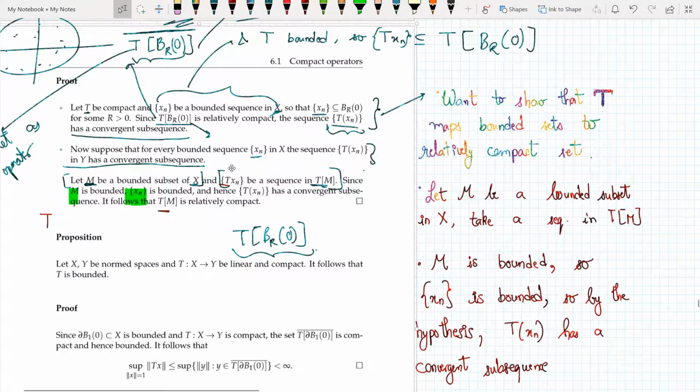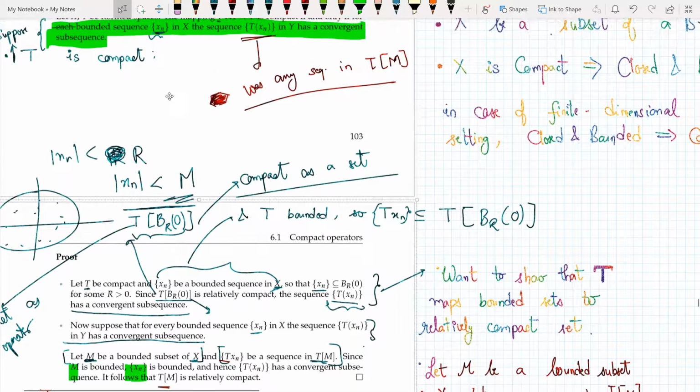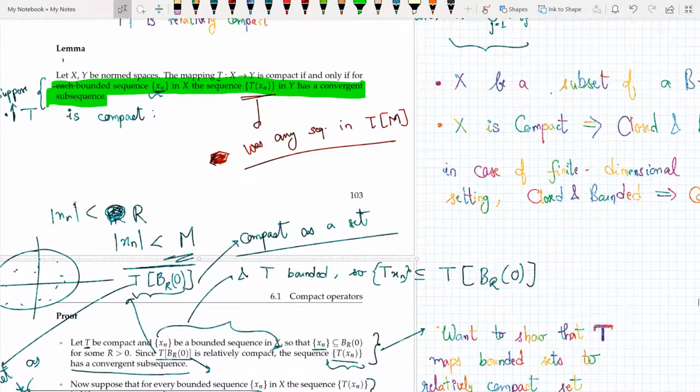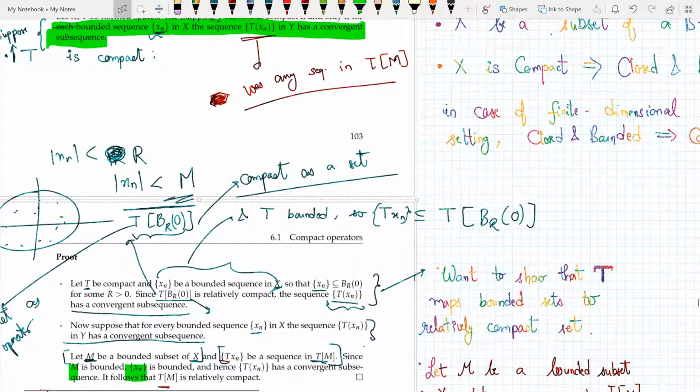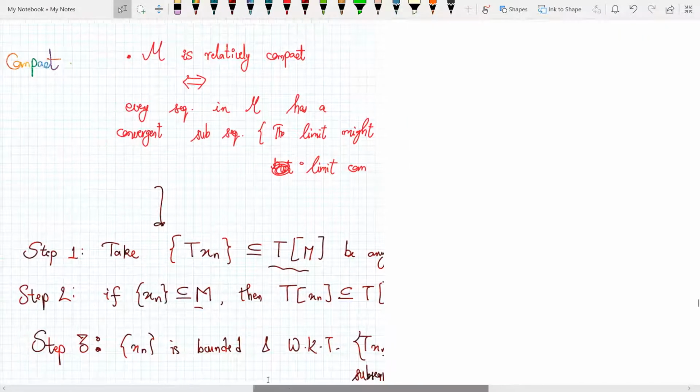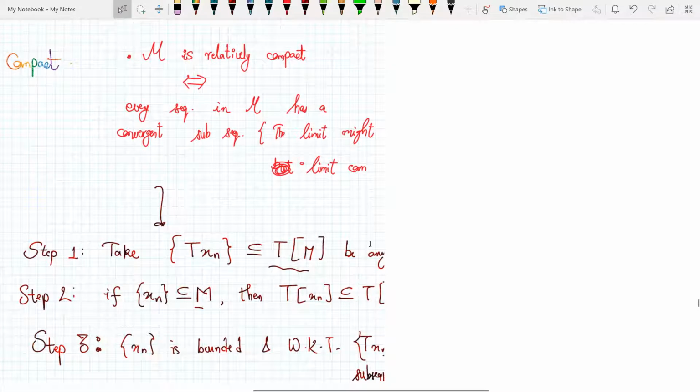But it just happened. If you look above, when we went the other way around, we said, let's take Txn to be any sequence. Now I know that if xn belongs to M, then xn is a bounded set, then Txn also has to be bounded because T is linear and bounded. Well, I'm assuming T is compact, so obviously T has to be bounded. So Txn is a bounded sequence in T(M).